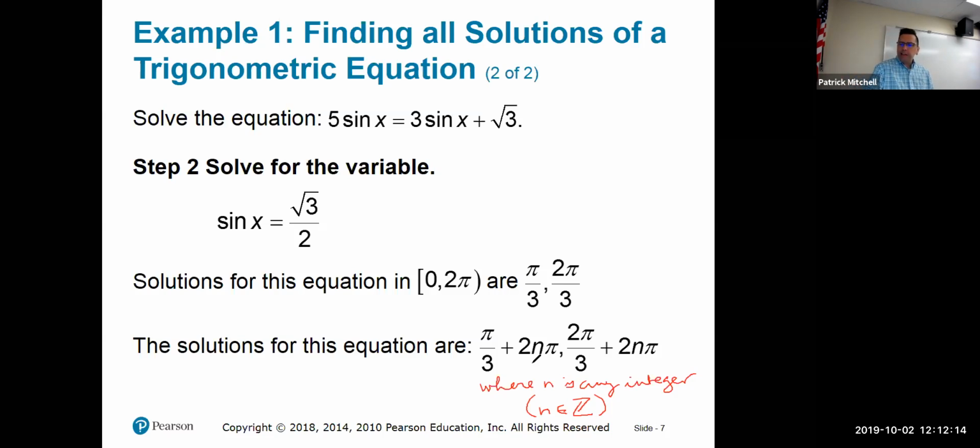So what this means is add or subtract any multiple of 2 pi, and that will also give you a solution. For example, if n is 1, then this would say pi over 3 plus 2 pi. And when you get your common denominator and do all of that happy stuff, that's going to give you 7 pi over 3. So 7 pi over 3 means take one whole trip around the circle and then stop in the same place as pi over 3.